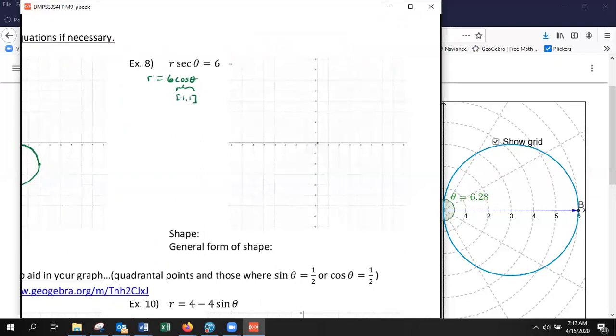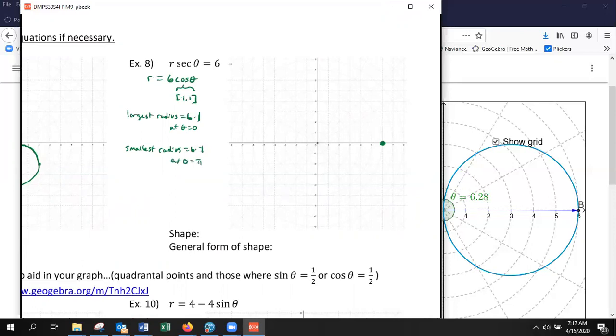So the largest radius is going to be 6 times 1, and that happens at theta equals 0. So at theta equals 0, we have a largest radius. Now, we will also have our smallest radius. The smallest radius is going to be 6 times -1, and that happens when theta is pi.